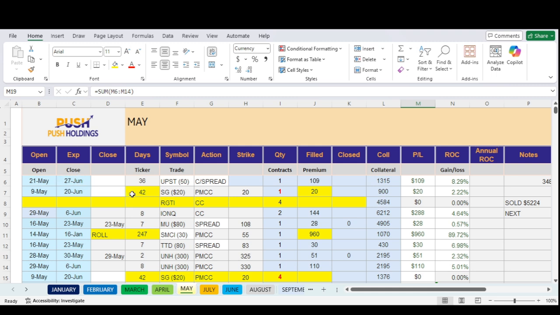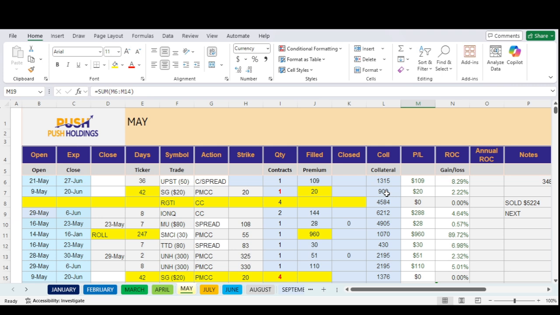The next one is a very, very nice favorite of mine, which is going to be SG or Sweetgreen. I'm running what's called the PMCC on this, or the Poor Man's Covered Call. Now, I want to highlight the SG option right here. Now, the strike price I chose was the $20 strike price. I had one contract. I got filled at $20. Now, here's the big thing.